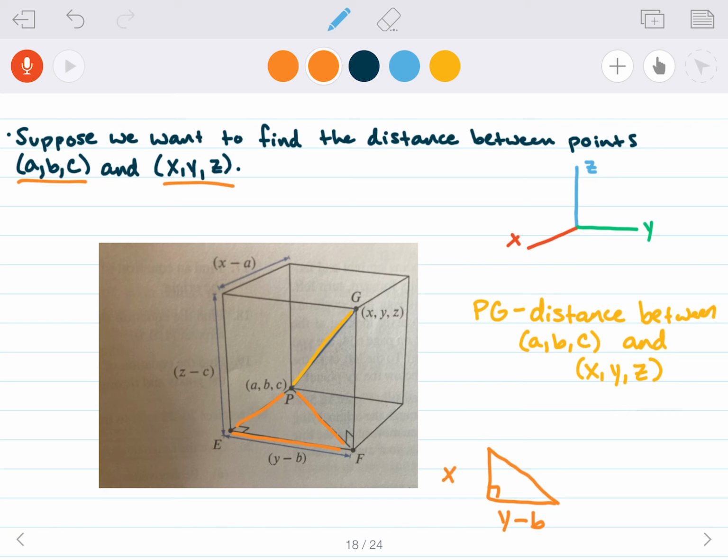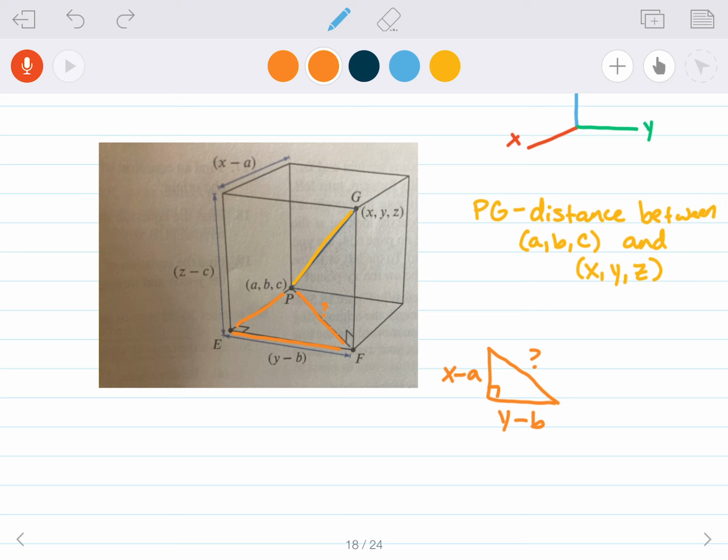And we don't know what the diagonal is. Okay, we don't know what the diagonal is. So let's go ahead and solve for the diagonal, and then we're going to use this triangle to find PG. So let's solve for the diagonal, which is PF. Maybe I'll actually write that here. And this is what we're looking for. Got to find PF first so that we can find PG.